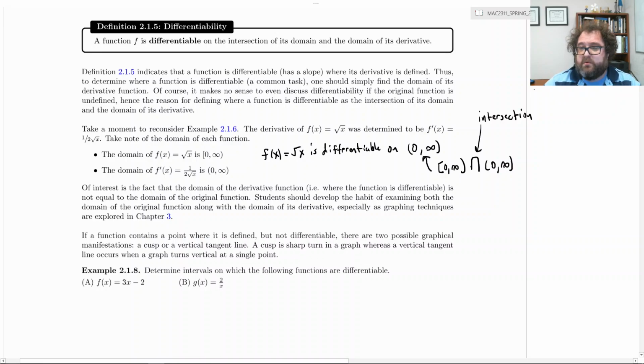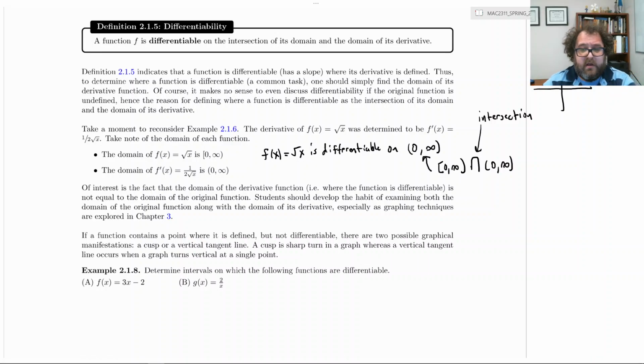So if you think about square root x, and this is going to be a terrible picture. It looks like that. It turns vertical for a brief moment there on the edge of that function. Okay, so that's why we have a point at 0 where the function does not have a slope, because it turns vertical for a brief moment.